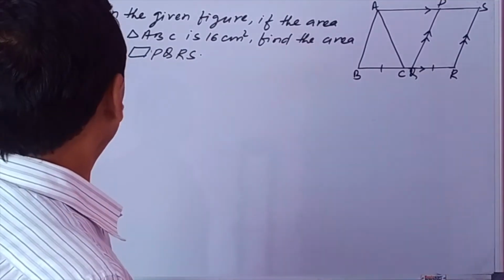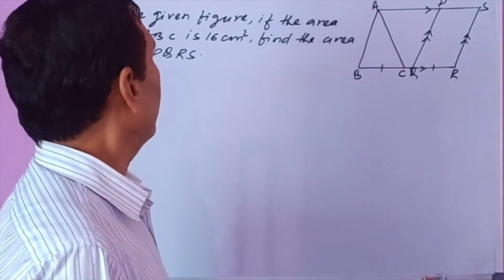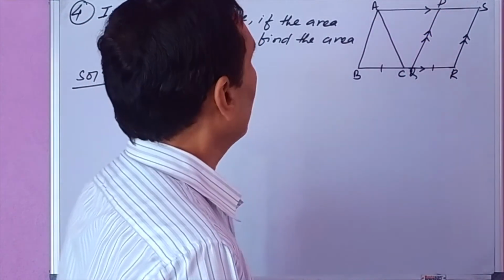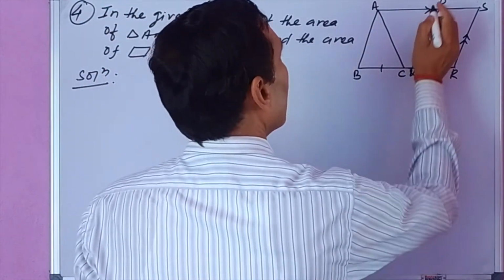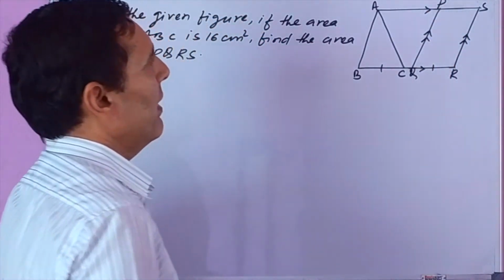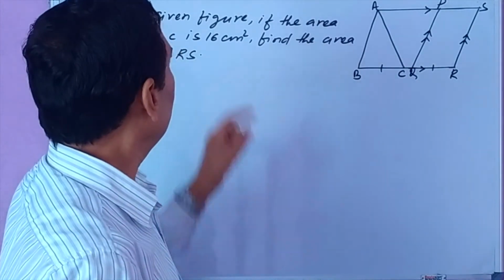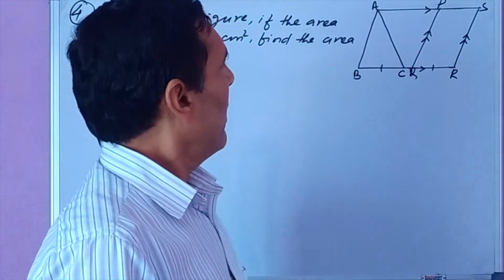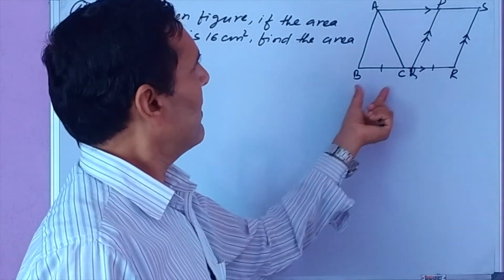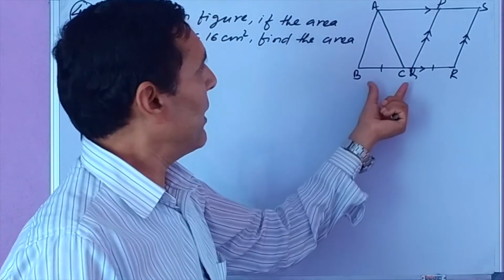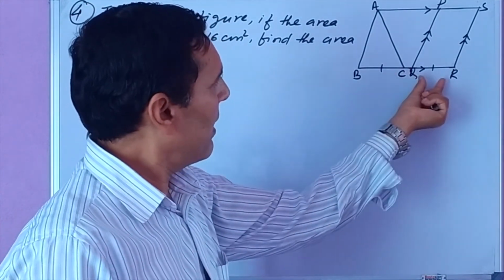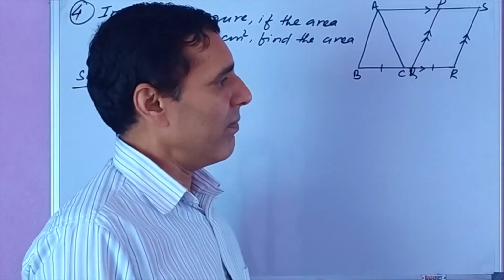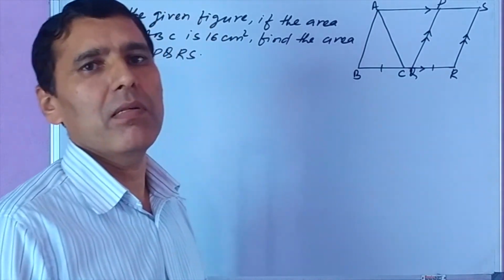In the given figure, if the area of triangle ABC is 16 square centimeter, find the area of parallelogram PQRS. That PQRS is a parallelogram, and we have triangle ABC, whose area is given here, 16 square centimeter. We have to find the area of the parallelogram PQRS. As you can see, the triangle ABC and parallelogram PQRS are on equal bases. It is given by the question that BC and QR are equal. Therefore, the triangle and parallelogram are on equal bases and between the same parallel lines.